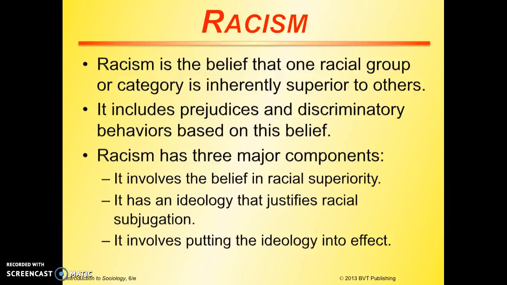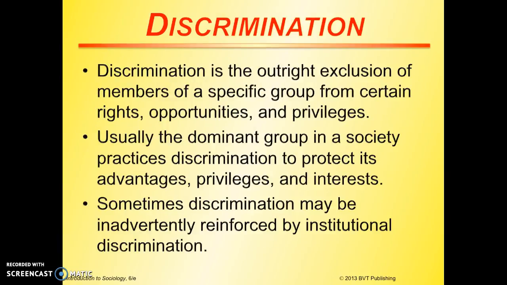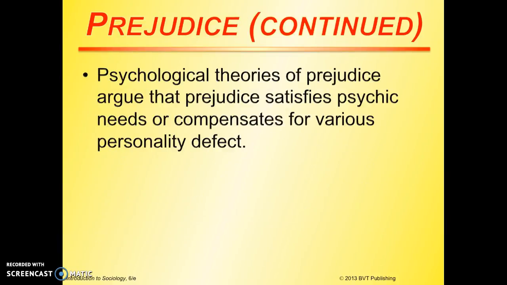Racism is the belief that one racial group or category is inherently superior to others. It includes prejudice and discriminatory behaviors based on these beliefs. Racism has three major components. It involves the beliefs of racial superiority, it has an ideology that justifies racial subjugation, and it involves putting that ideology into effect. So if we go back to discrimination, discrimination is the actions or outright exclusion of members.